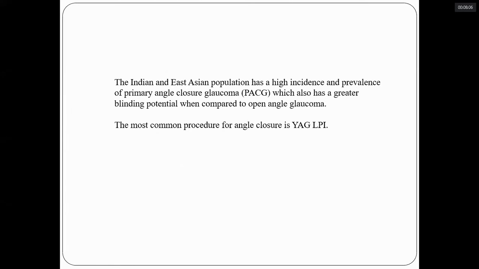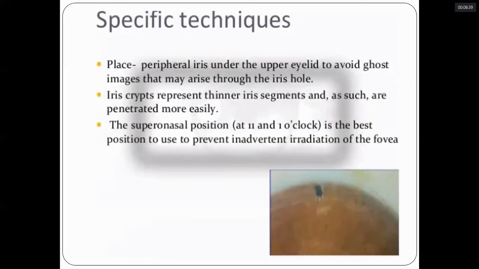India and the East Asian population have a high incidence and prevalence of primary angle closure glaucoma, which also has a greater blinding potential when compared to open angle glaucoma. Though the percentage of open angle glaucoma is more worldwide, the blindness or morbidity is more with angle closure glaucoma, and it comes very soon. So the most common procedure is the Nd:YAG laser PI, peripheral iridotomy.